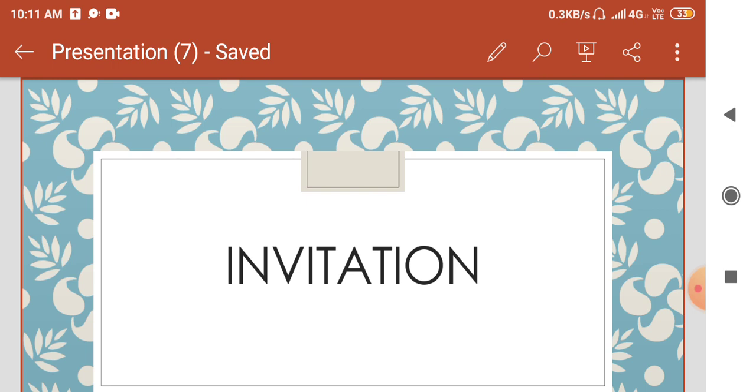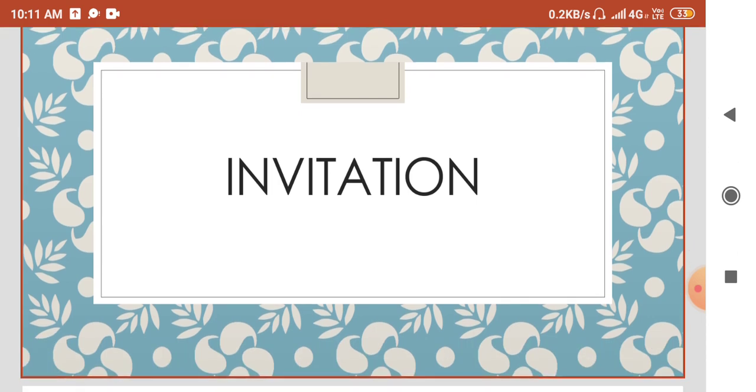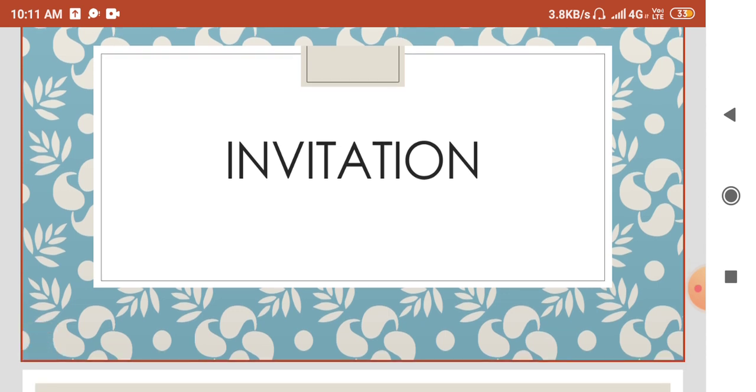Now we will be discussing invitation in this class, which is also of short composition and carries nearly 4 or 6 marks. I'm not sure. You can check it on the CBSE website blueprint for your English paper. So it carries either 4 marks or 6 marks. I'm not sure, but in this class we will be learning how we can make attractive invitations.